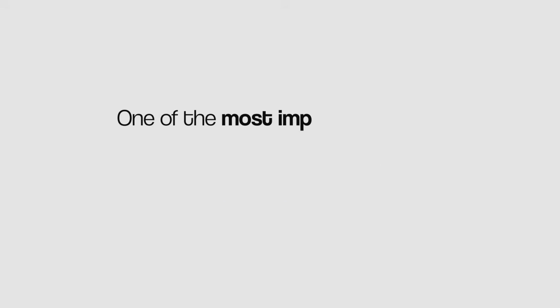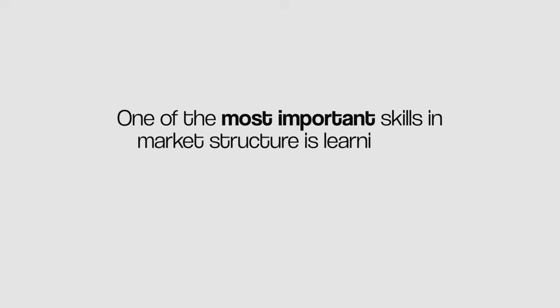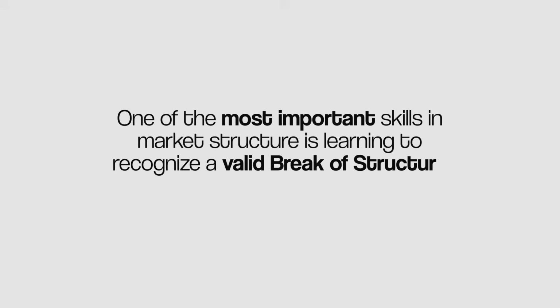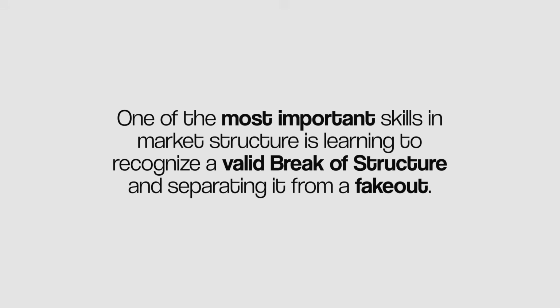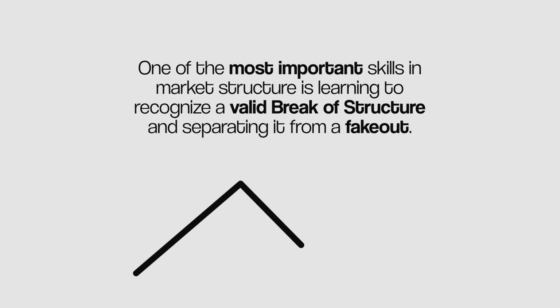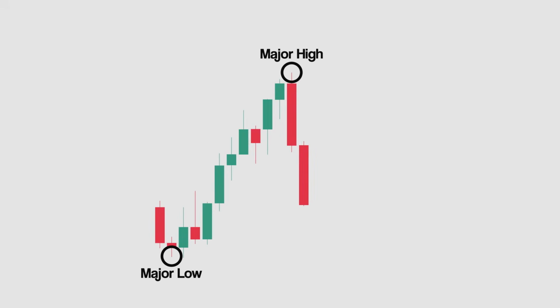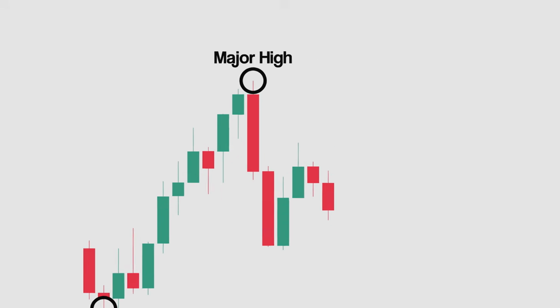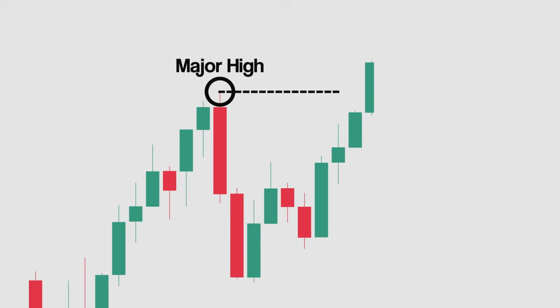One of the most important skills in market structure is learning to recognize a valid break of structure and separating it from a fake out. A bullish trend accelerates when a major high is broken, but this break must follow strict rules. Let's walk through the three main scenarios. The first scenario is the classical and clean example of a valid break of structure. Price approaches the previous major high and breaks it with a candle body close above the level.